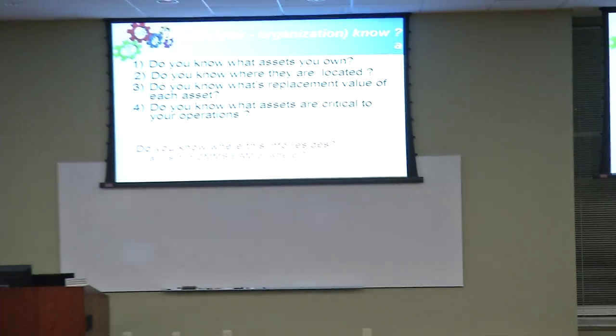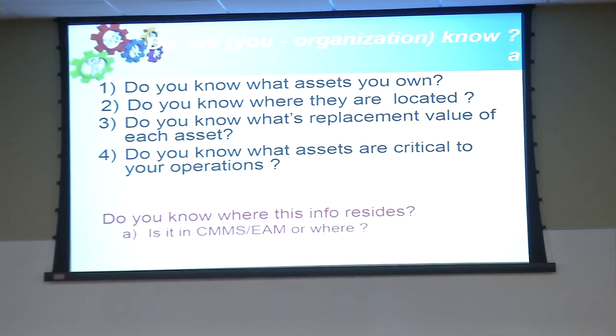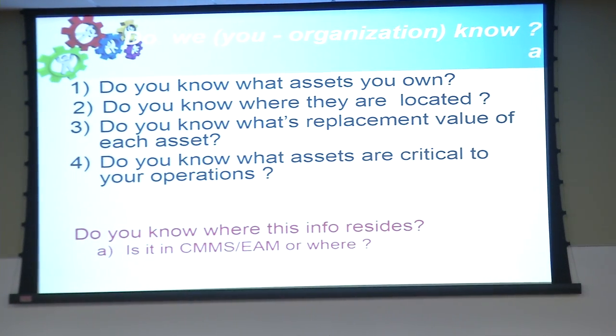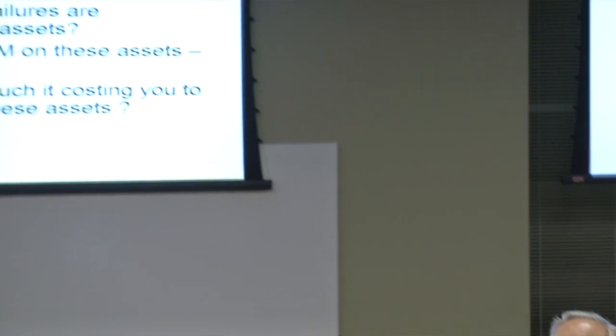Do we know what assets we have, their capability? These are just questions. Do you know what assets you own, where they're located? What's the replacement value? Do you know what assets are critical to your operation? What is the health, in real time? I have seen systems with a stoplight chart, yellow, green, red. Right now this is green. In 6 months, it's going to become yellow if you don't do anything. Or in 2 years, it's going to be red, meaning it's going to stop.